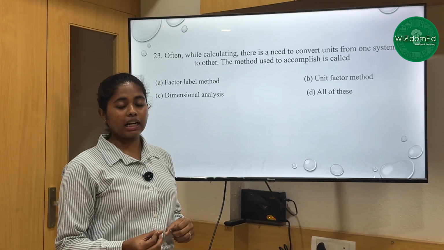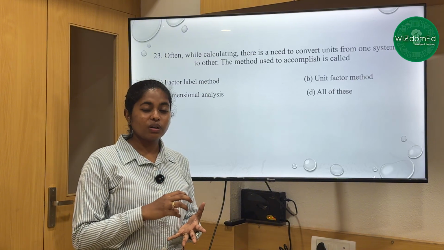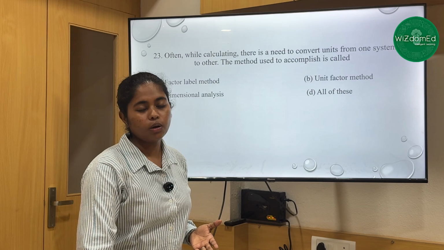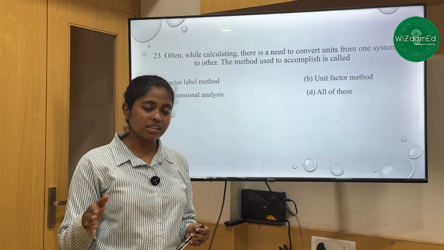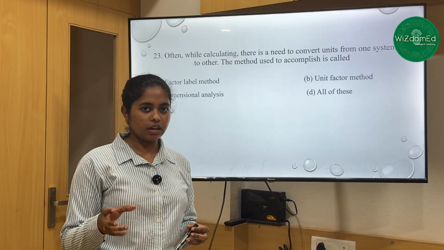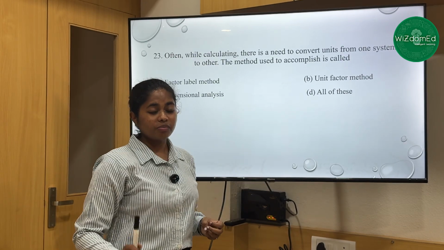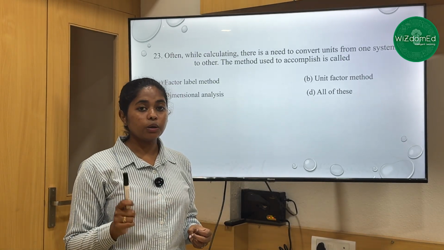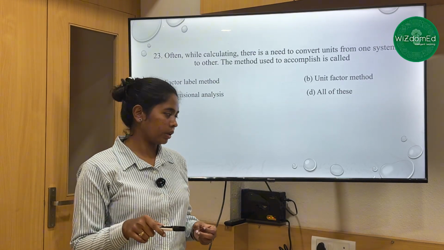Option A is the factor label method. Factor label method is a method where we convert factors by cancelling them out against one another. We usually represent them in fractions and then cancel them and simplify the factors. In option B, which is the unit factor method, this is also a similar method, but in this case we are going to multiply the units rather than cancelling them out.